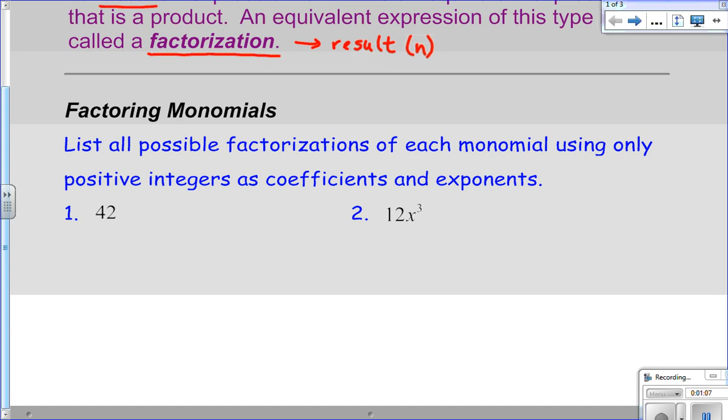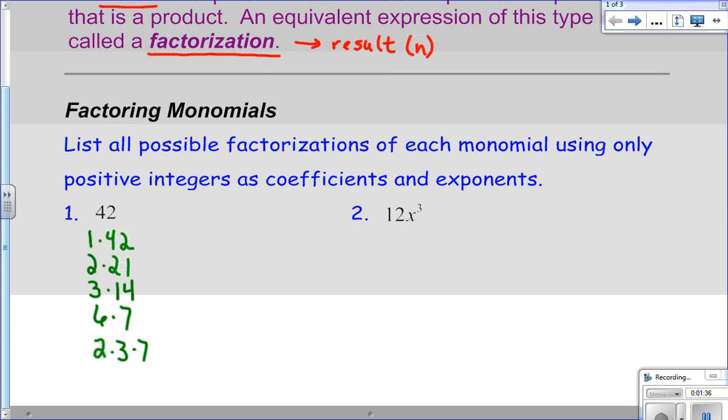And so the different factorizations of 42 could be 1 times 42, 2 times 21, 3 times 14, 6 times 7, or even 2 times 3 times 7. And that's our prime factorization, 2 times 3 times 7.